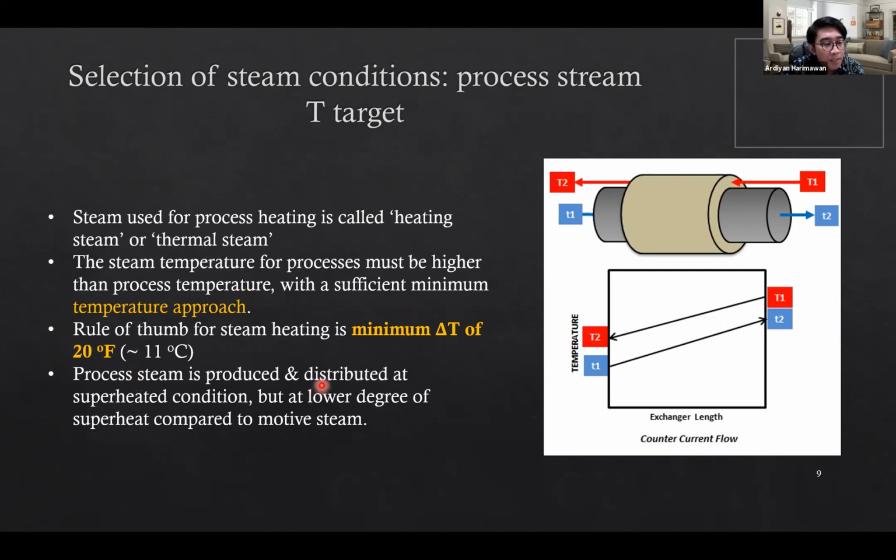And then the process steam, or the heating steam, is generally produced and distributed in superheated condition, although maybe the degree of superheat will be lower than the motive steam. Motive steam is for the turbine. Process steam, or heating steam, or thermal steam, is for the process. Why do we need to produce it in superheated condition? Anyone can think of the reason?